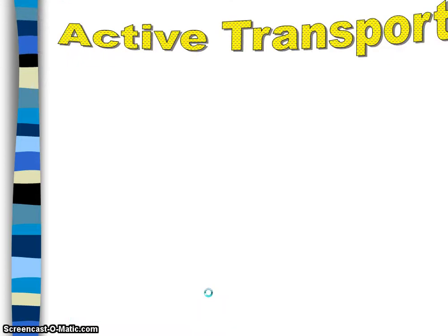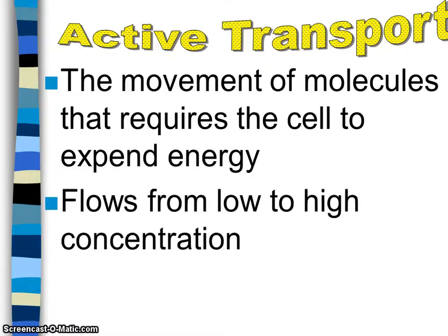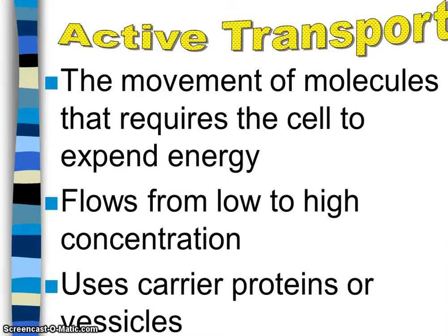Okay, so passive transport was no energy. Active transport is movement of molecules into the cell or out of the cell that requires the use of energy. So it's going to go in the opposite direction. It's going to flow from an area of low concentration to an area of high concentration. Okay, now it doesn't happen normally. We need to have ATP.